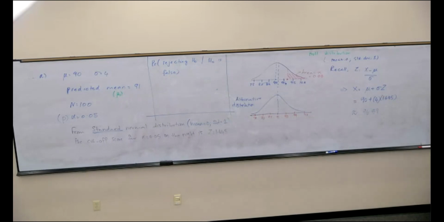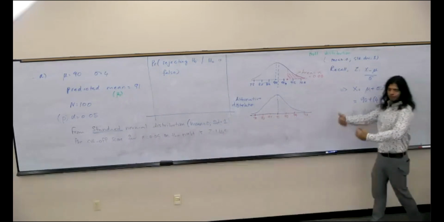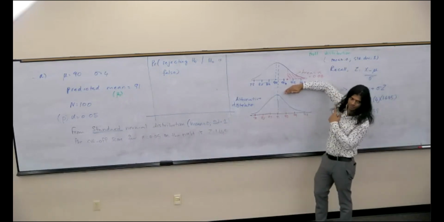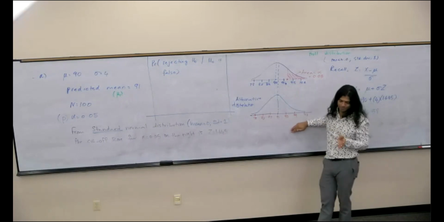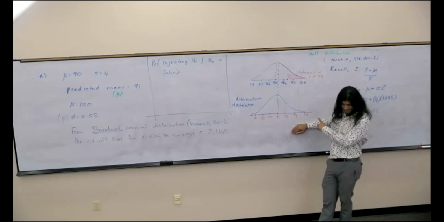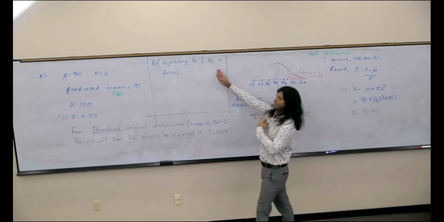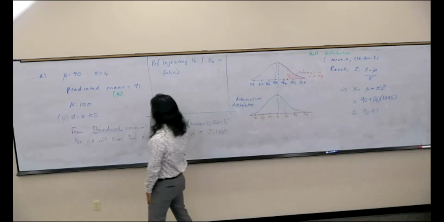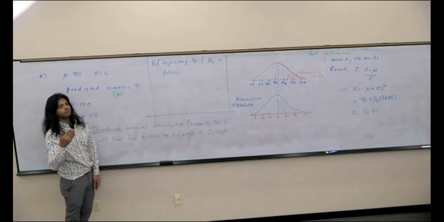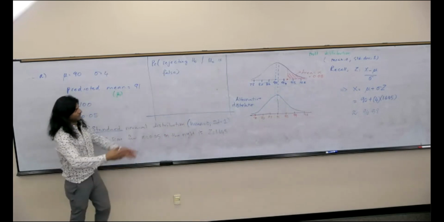Probability of rejecting the null when the null is false. Well, if I'm not looking at the top curve, I'm looking at the bottom curve, where the null is false. Do you agree? Because I've moved away from the null distribution. I'm talking about the alternative distribution, which simply means that the null is false. I want to find the probability of rejecting the null.